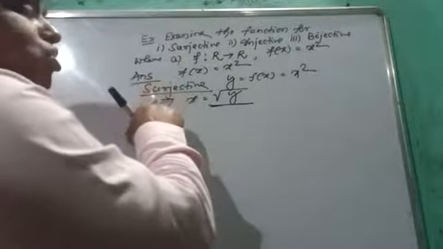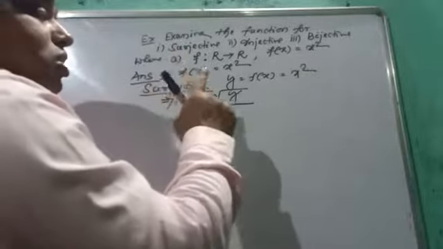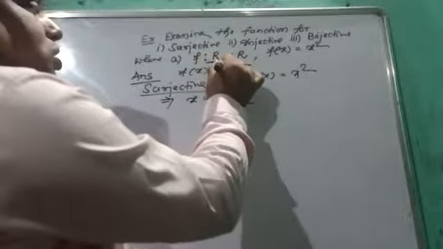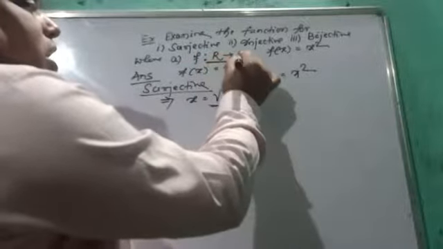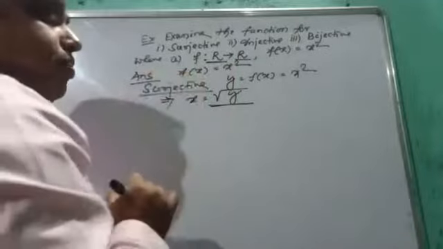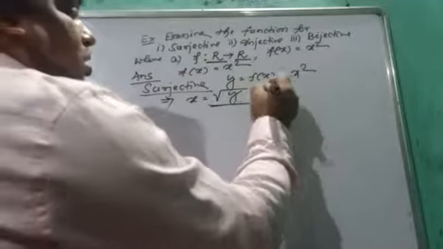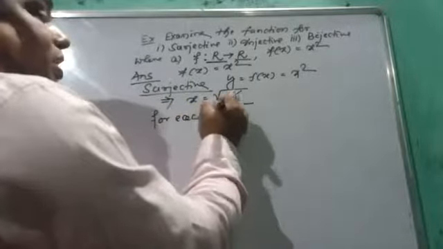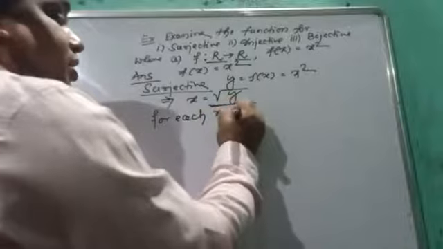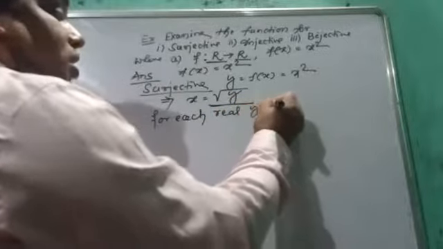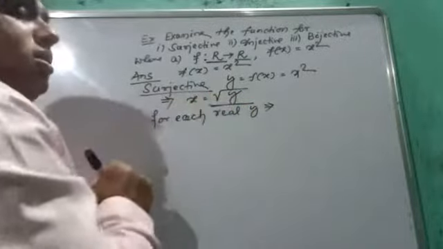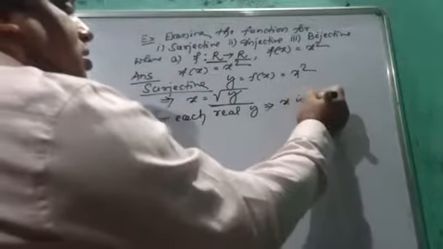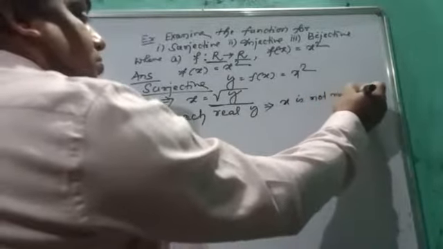Then to verify the surjective function, we have to verify for each real value. In the domain all real numbers are contained, and the range also contains all real numbers. So we have to verify now for each real y whether x is real. That implies x is not real.